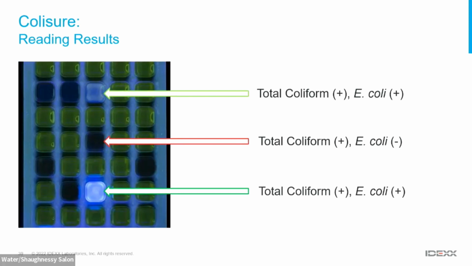Unlike Colilert and Colilert-18, there is no comparator. So basically any color change to red or magenta is a positive for coliforms, and any wells that also fluoresce, no matter what the signal intensity, is a positive for E. coli. Any questions at this point? No? Okay.